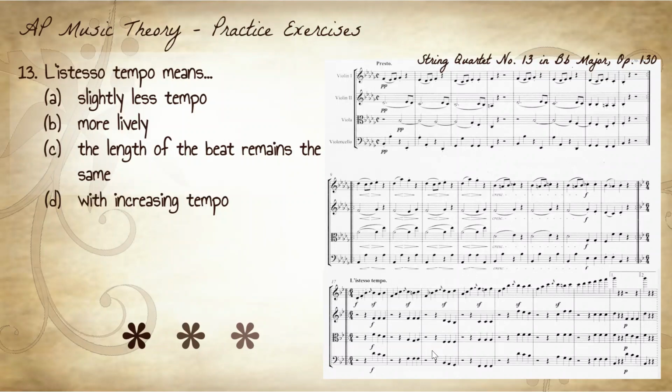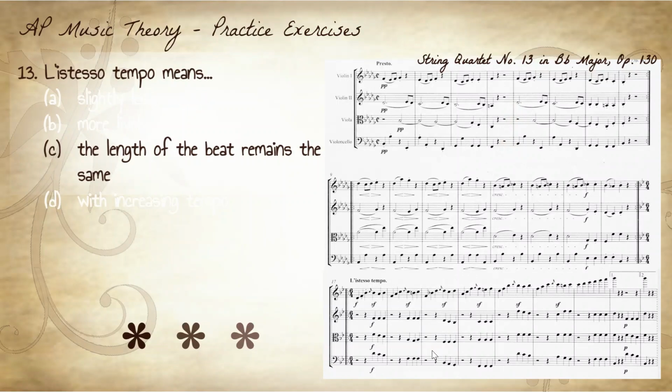Question 13. L'istesso tempo means A, slightly less tempo, B, more lively, C, the length of the beat remains the same, or D, with increasing tempo. The answer is C. L'istesso tempo means the beat remains the same. This marking is used to indicate a change in meter, but the tempo of the beat stays the same.